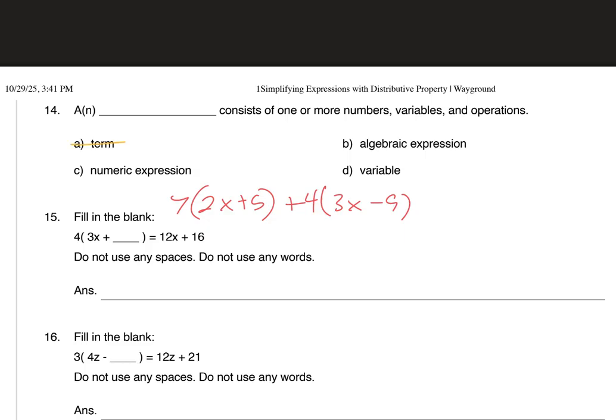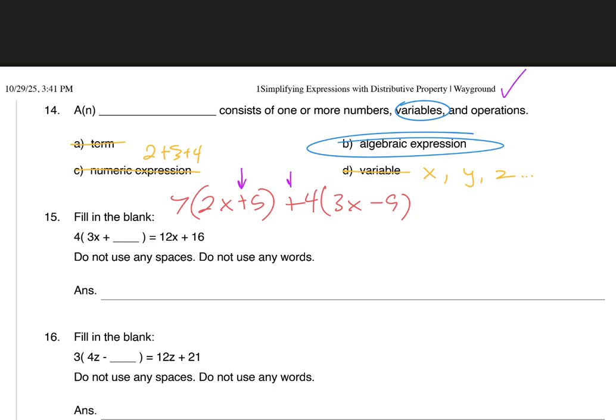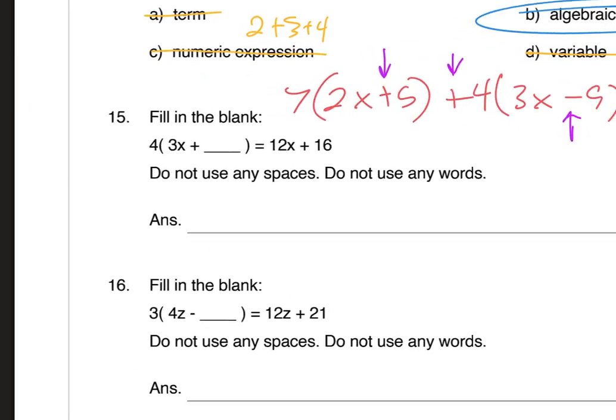A numeric expression would be like 2 plus 3 plus 4. That's a numeric expression. So this is not a bad guess, but it's the wrong guess. A variable is a single x or a single y or a single z. That's not it. It's an algebraic expression because it has variables. And if you're like, well, what's an operation? Here, I'll change it to purple. Plus is an operation. Minus is an operation. Those are operations.